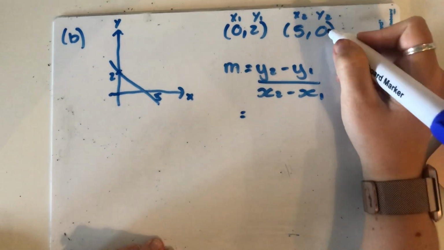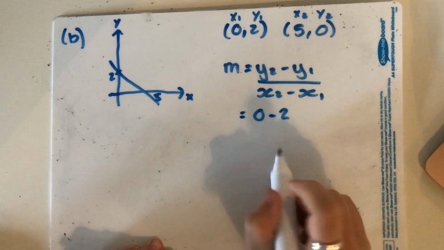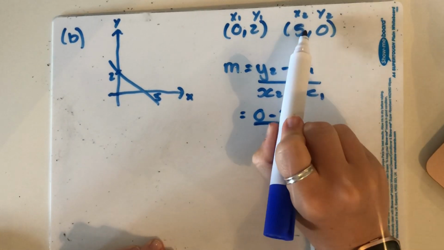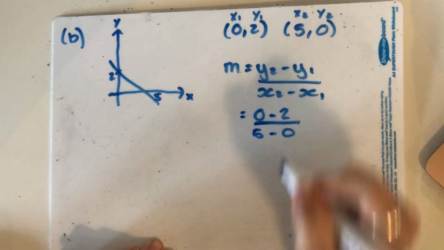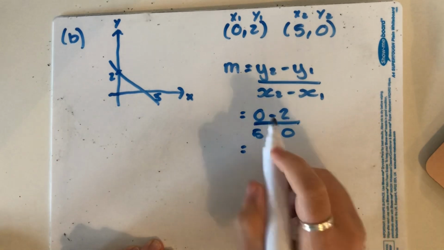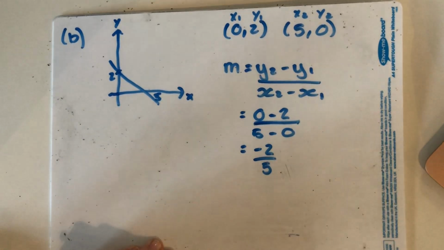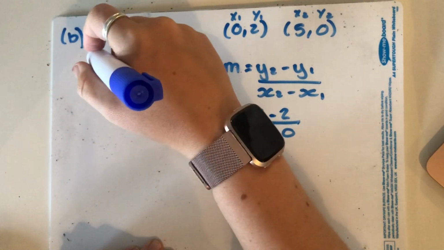Substitute these in. So that's going to be 0 take away 2. Make sure you get these the correct way round, otherwise you'll get the wrong gradient. And x2 minus x1 is going to be 5 minus 0. So 0 take away 2 is going to give you negative 2 over 5. That is a negative gradient, which we would expect.